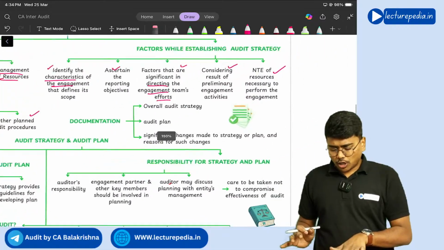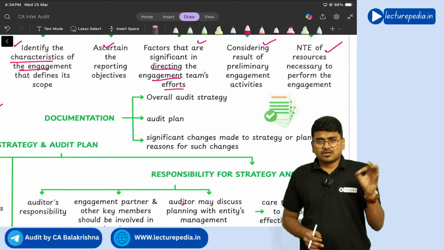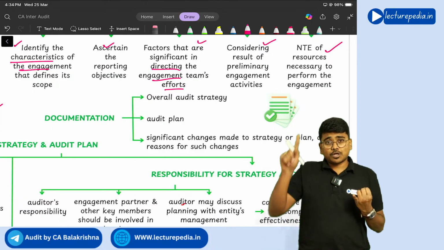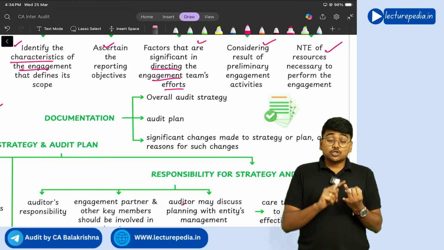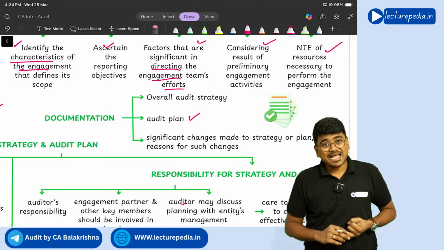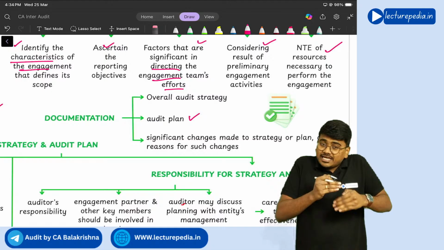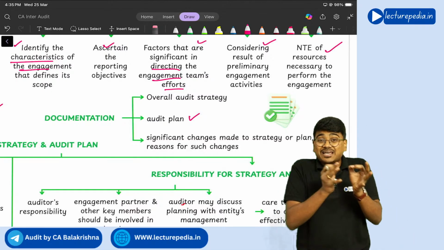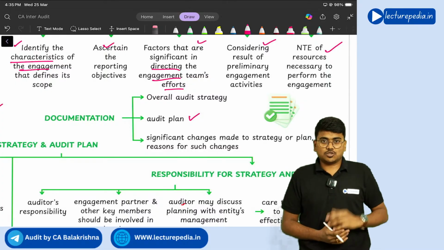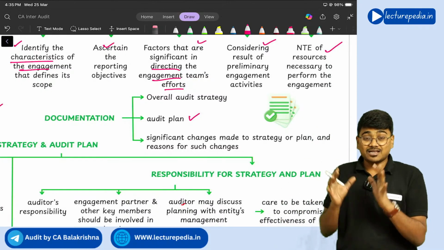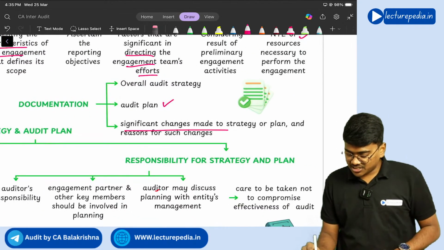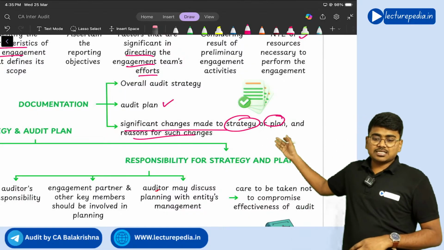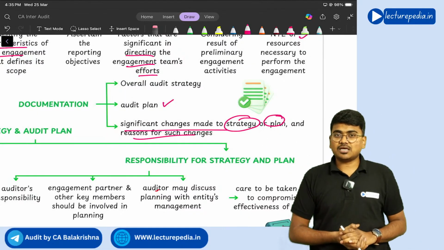Next, coming to documentation, see, with respect to this SA 300, you need to document the overall audit strategy that you have prepared. You should also document audit plan that you have prepared, and if at all any changes have taken place to overall audit strategy or audit plan, the reasons why you have made changes to overall audit strategy and to overall audit plan, that also you need to document. See, significant changes made to strategy or plan and reasons for such changes. All these 3 things you need to document as per SA 300.